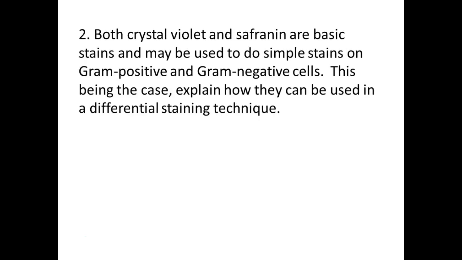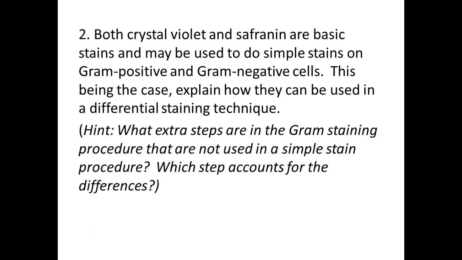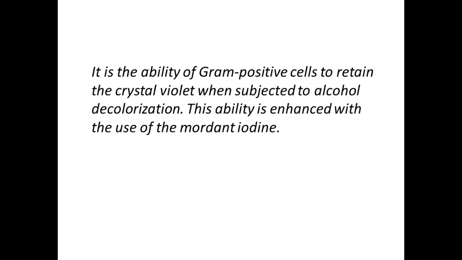Both of these are basic stains, crystal violet and safranin. They're positively charged, and both are going to stain the cells. But why is it that when we use them in this procedure, we can distinguish between gram positive and gram negative? Because of the decolorization step. We're using these stains in a procedure where, as we said, all the steps matter, even that iodine. When we do simple staining, we're just using one stain. In this case, we're using multiple stains, we're decolorizing, and we're using the mordant. That's why you get these different results.